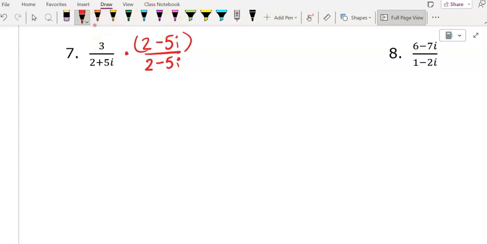Okay. So let's go ahead and just distribute this up here. That gets me a 6. And then when I distribute it right here, that gets me a negative 15i.